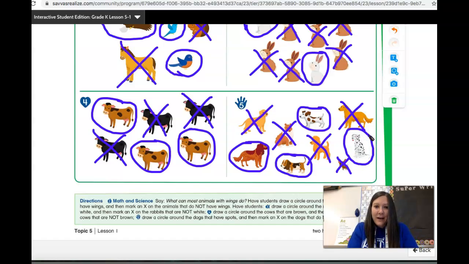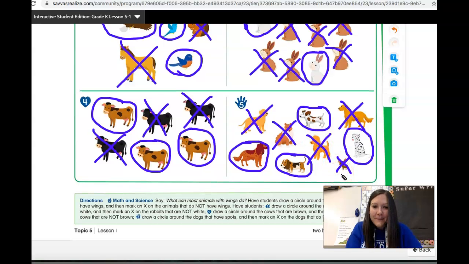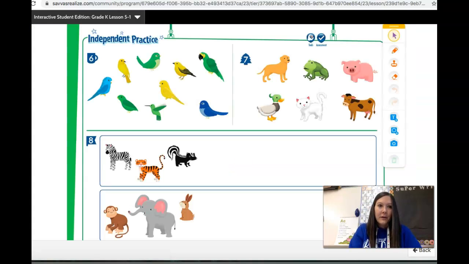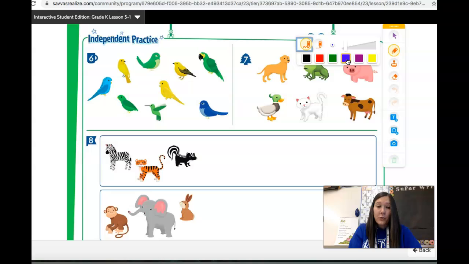We just classified these dogs into two groups: dogs that have spots and dogs that do not have spots. Isn't this fun? All right, let's keep going. Turn your page. Up at the top it says independent practice. I want you to try this a little bit by yourself by pausing the video and then pushing play when you're done. I'll read one question at a time, and then I want you to pause the video and try it.